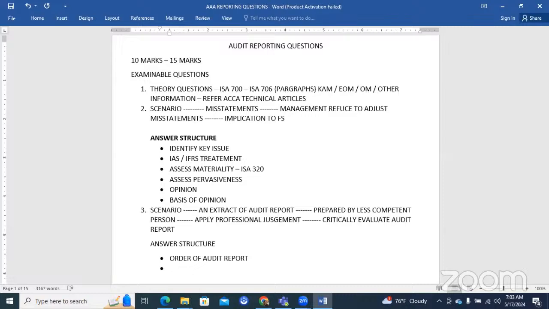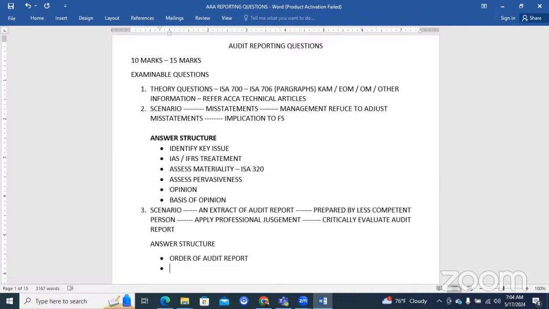Sometimes in the given extract of the audit report, that order might be wrong. So you should see whether the audit report which is given here is in the correct order. Whether the contents are in the correct order or not, that we should verify.